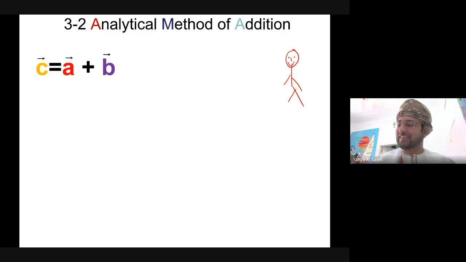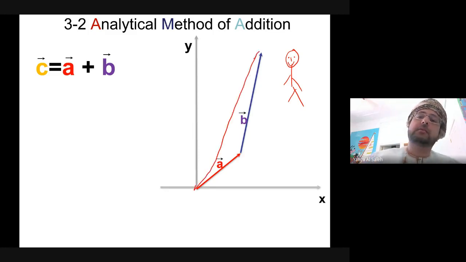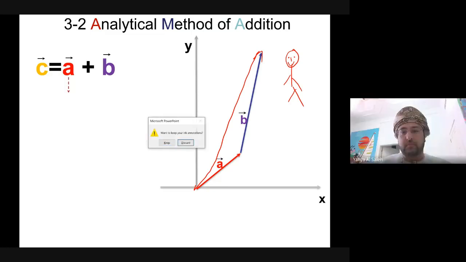Okay? So C equals A plus B. Here is A and here is B. Now the graphical method is to do what? The graphical method: I come from here and make a drawing here, right? But I do not want to do the graphical method.